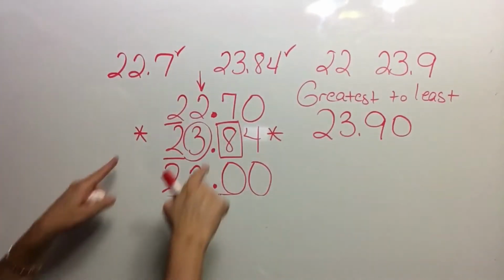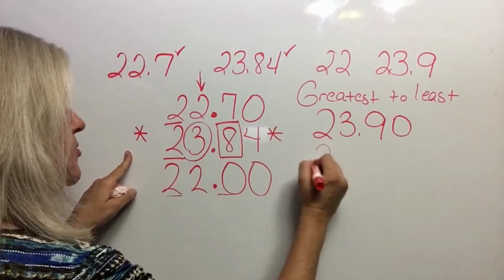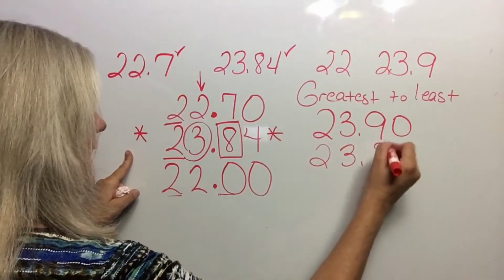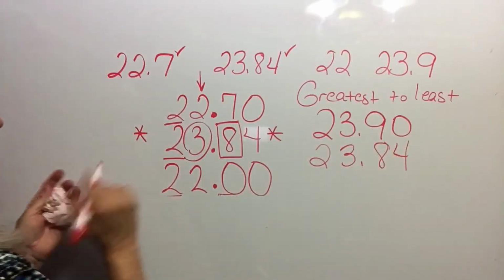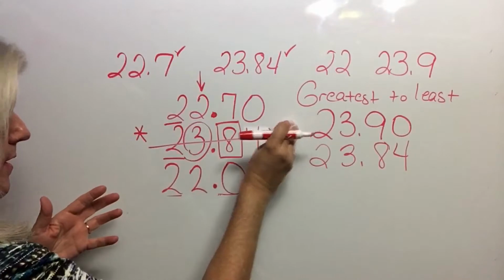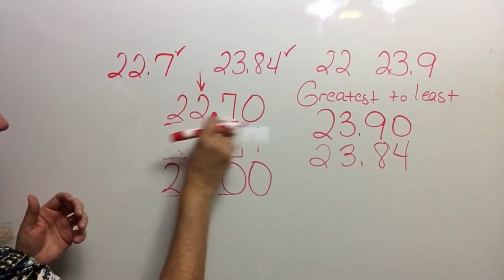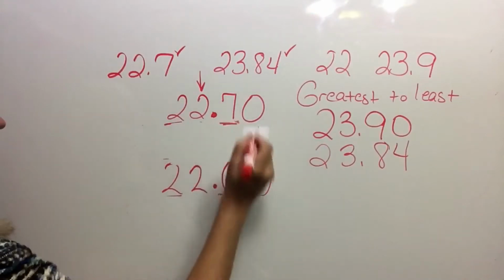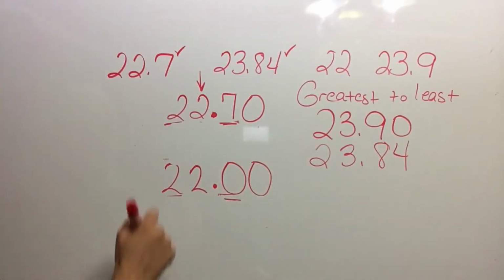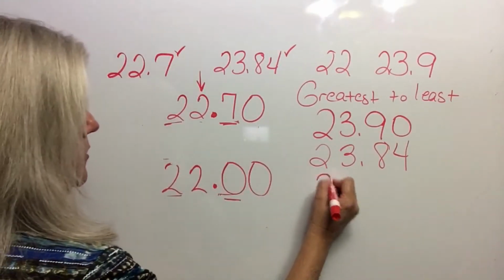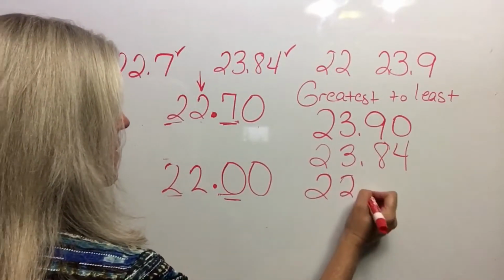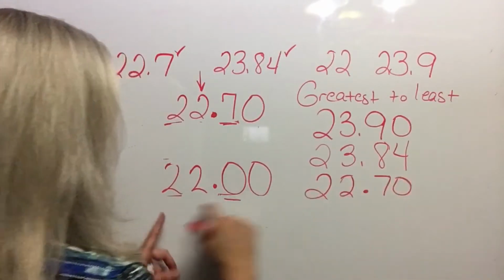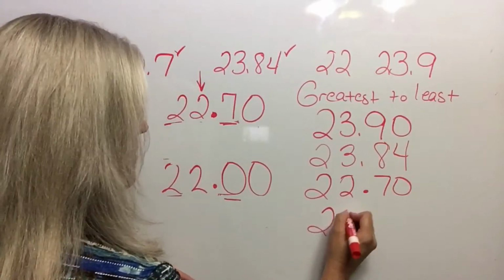where it's not there. This one goes next, 23.84, and you can mark it out, or I'm going to erase it so that I can see a little bit better. Now I'm comparing these two, and I'm going to the 7 and the 0. And so I'm going to have 22, and then I'm going to have just my plain 22.